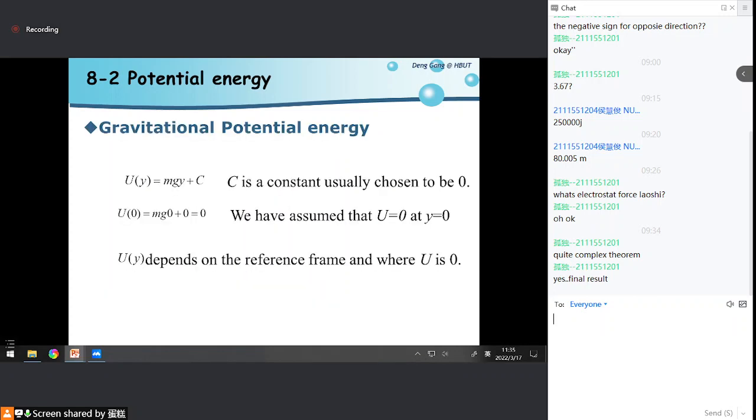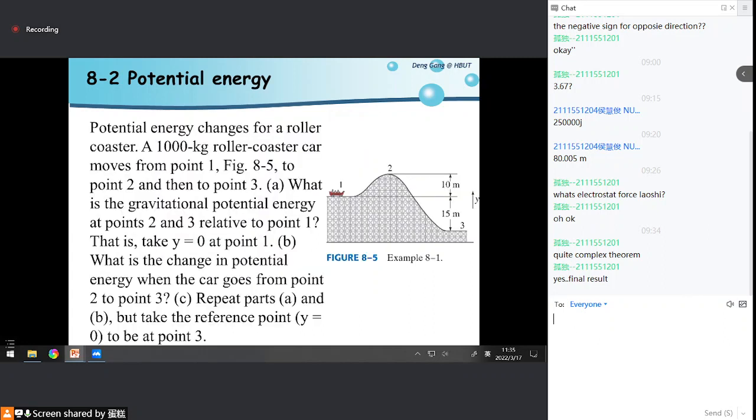Uy is equal to mgy. The potential energy is equal to mg times the y coordinate, if you choose y equal to 0 to be the zero point. So let's check this: how to calculate the gravitational energy.